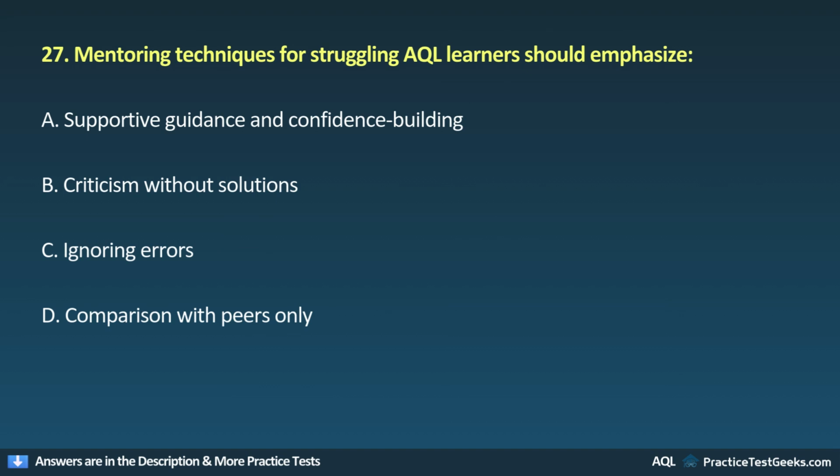27. Mentoring techniques for struggling AQL learners should emphasize: A. Supportive guidance and confidence building. B. Criticism without solutions. C. Ignoring errors. D. Comparison with peers only.